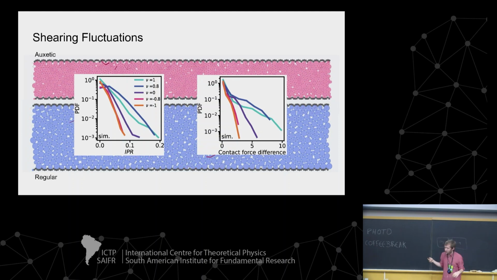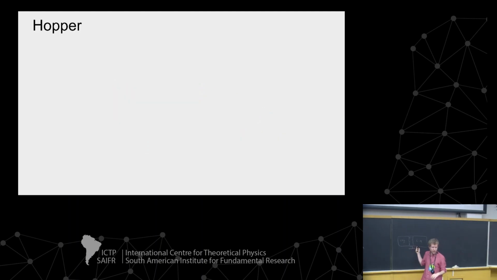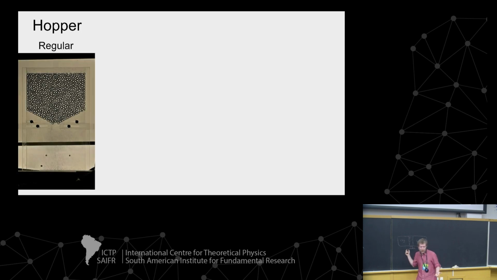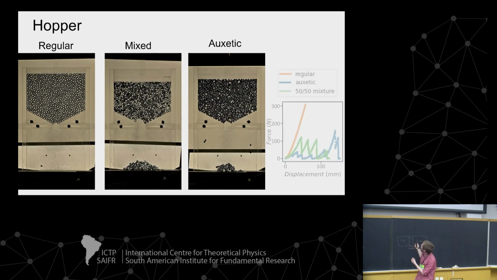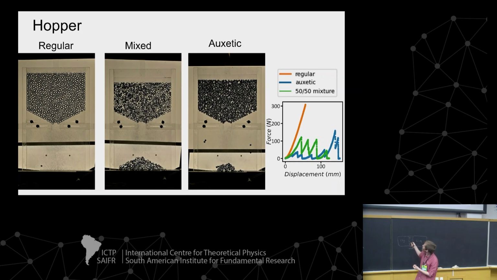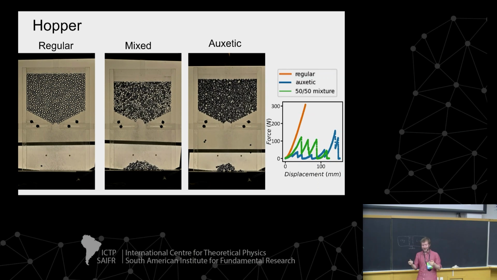We see some similar results when we put these particles into a hopper. If you take a hopper and you put these regular grains on it, and you compress the hopper, the system will jam, and the particles won't be able to go through the hopper. But if we do exactly the same with auxetic grains, the auxetic grains are able to flow through. We even tried mixing them. Here we have a mix of auxetic grains and regular grains, and they're able to go through too.